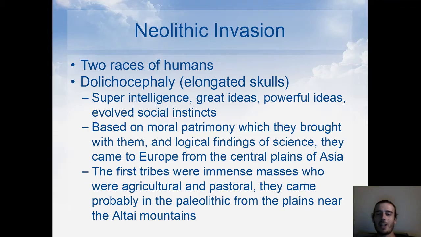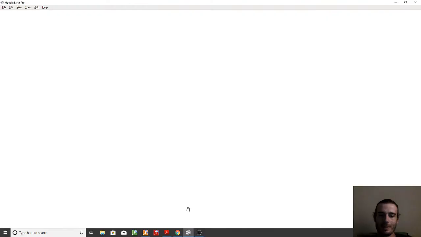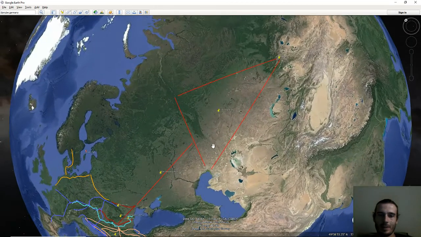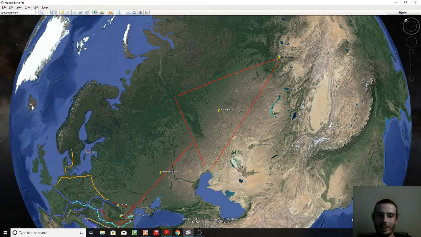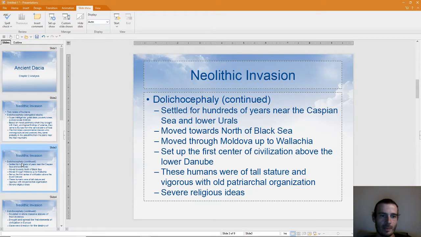And the first tribes were immense masses who were agricultural and pastoral. They came probably in the Paleolithic from the plains near the Altai Mountains. Now, I drew this triangle to represent the area he speaks of. I believe on the next slide. He says they settled for hundreds of years near the Caspian Sea and lower Urals.